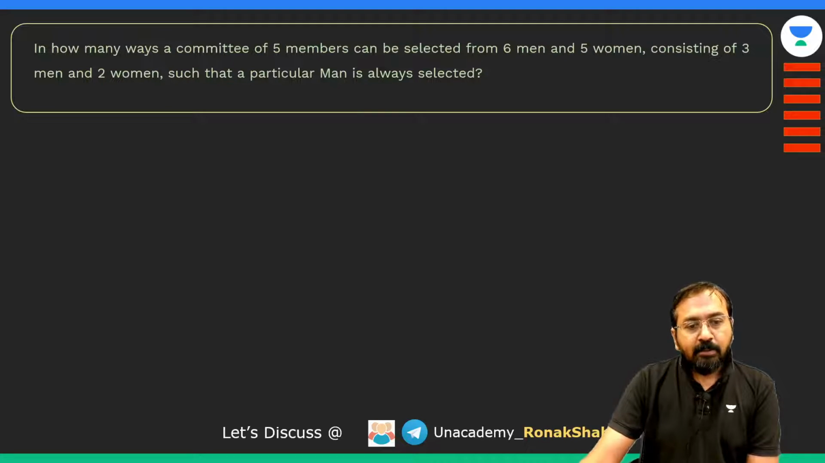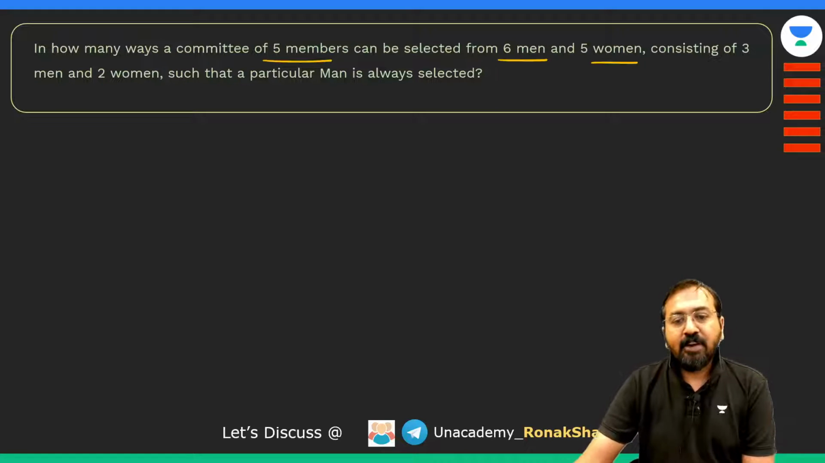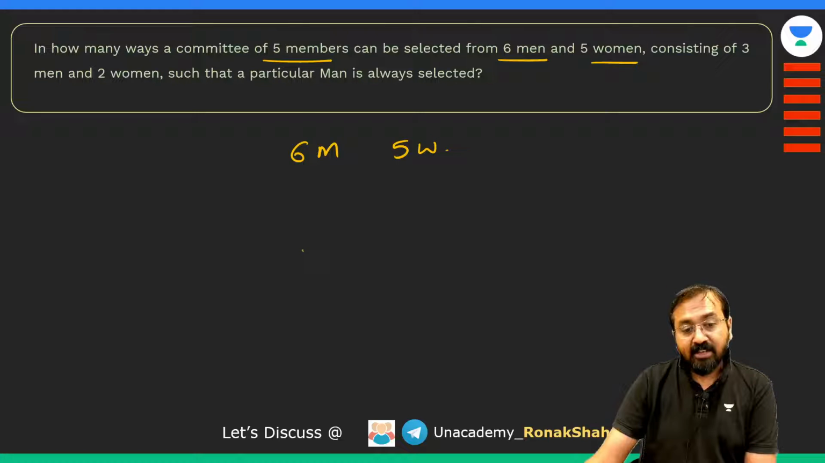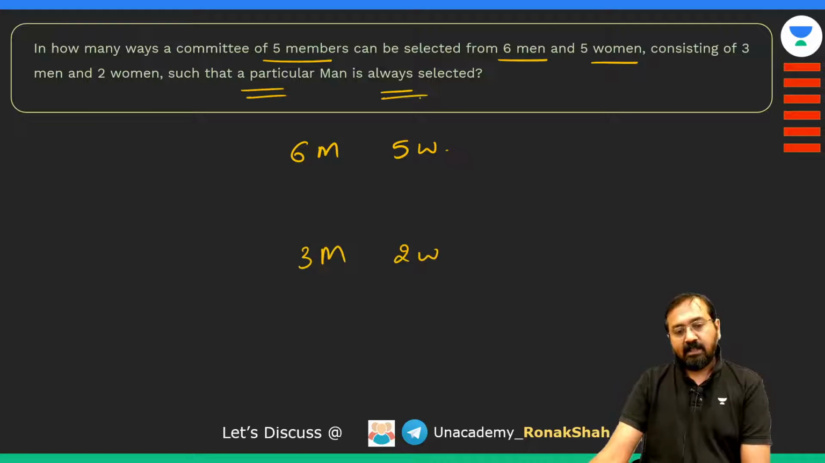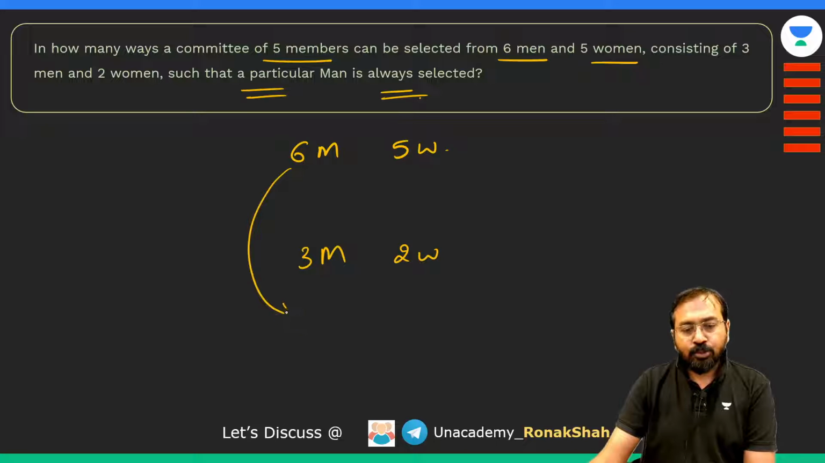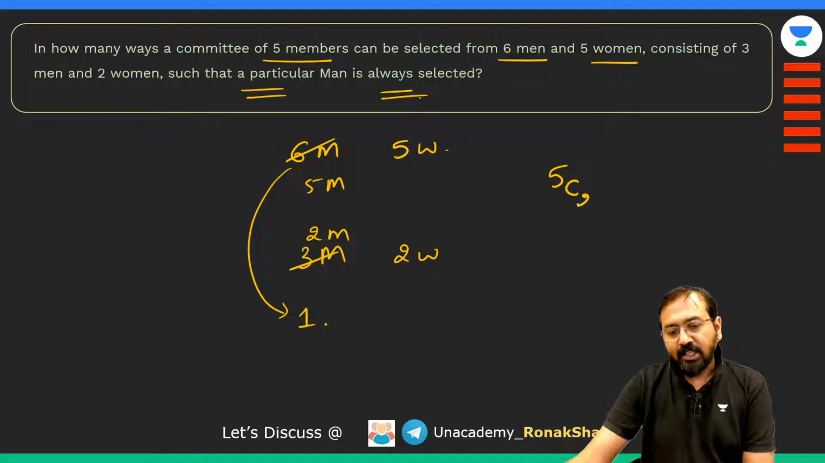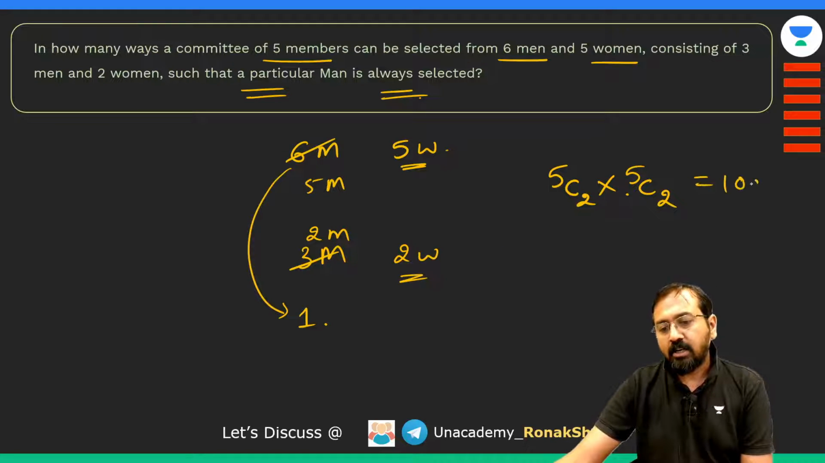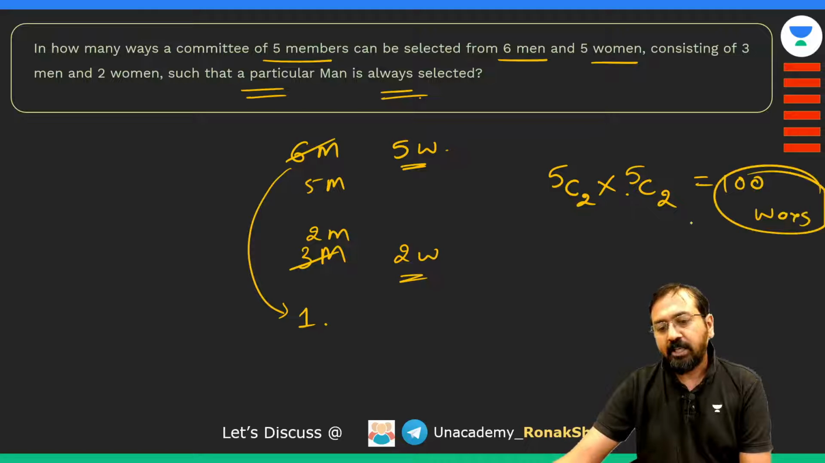In how many ways can a committee of 5 members be selected from 6 men and 5 women, consisting of 3 men and 2 women, such that a particular man is always selected? Guys, we need to take 1 man for sure over here. So now we need to take 2 men from the remaining 5 men, because 1 has been already taken. So it can be done in 5C2 ways, and out of the 5 women we need to take 2 women, so it can again be done in 5C2 ways. 5C2 comes out to be 10, so 10 into 10, 100 ways. So the total number of ways of forming this committee will be 100 ways.